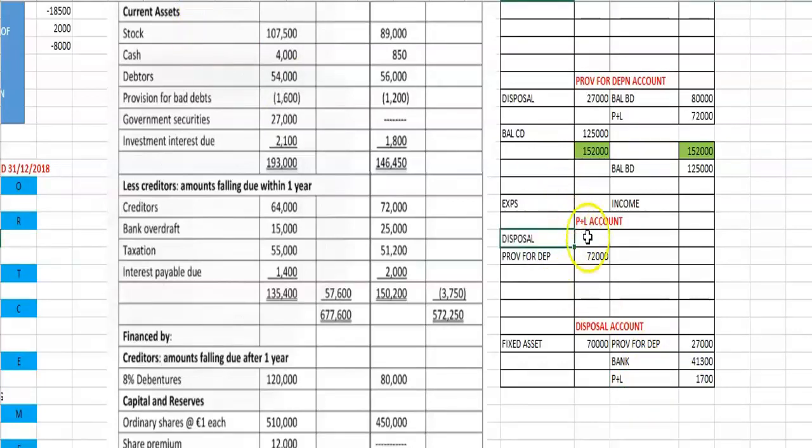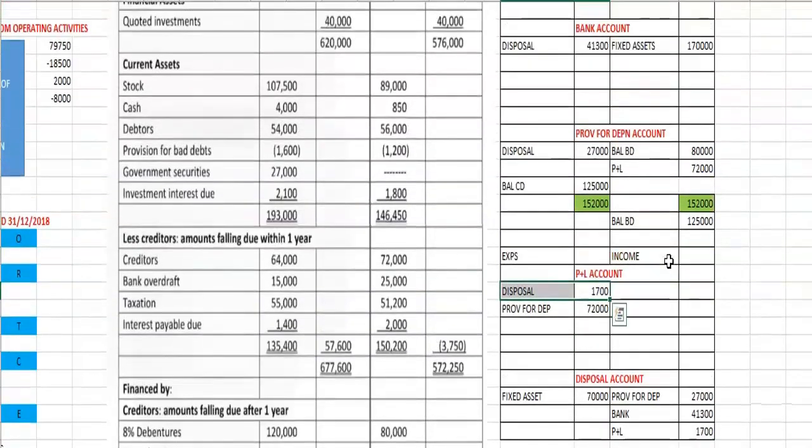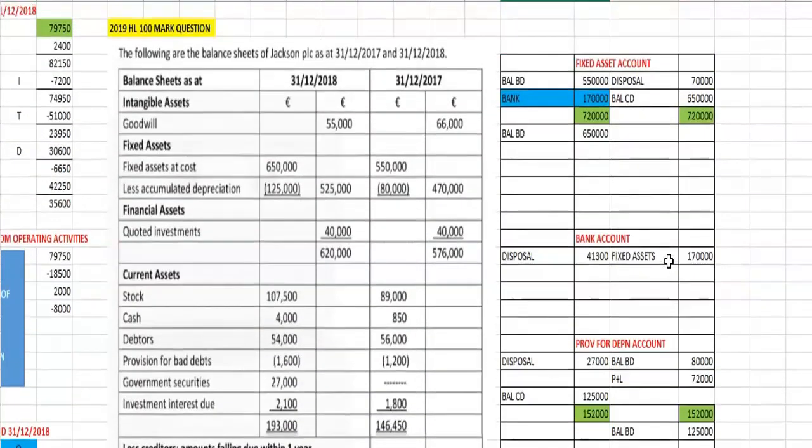In this case, it will have to go in on the debit side of the P&L, which leads you to believe that this is a loss on disposal. So this here is one half of a double entry. The other half goes into the P&L. If it appears on the debit side of the P&L, it's a loss. If it appears on the credit side of the P&L, it's income. So now we have a very full picture of everything that's been going on within those accounts.